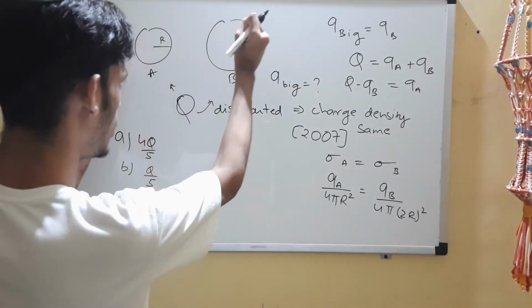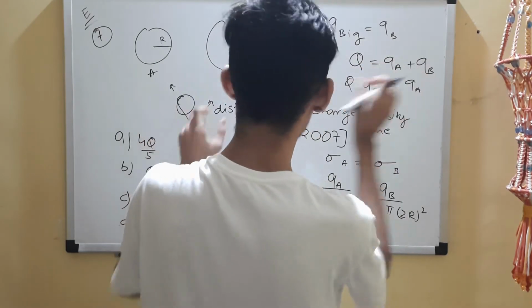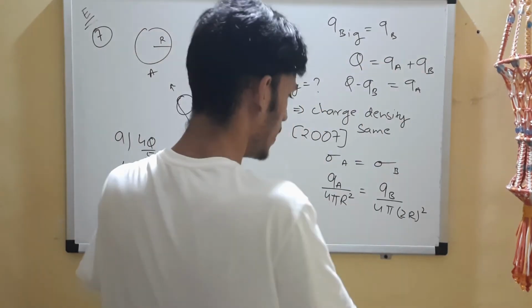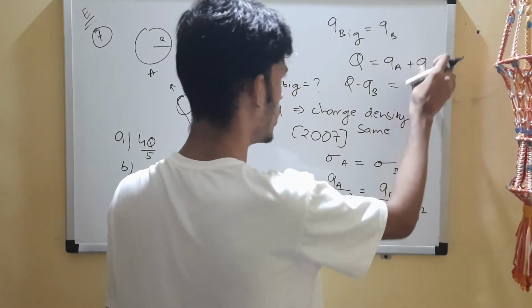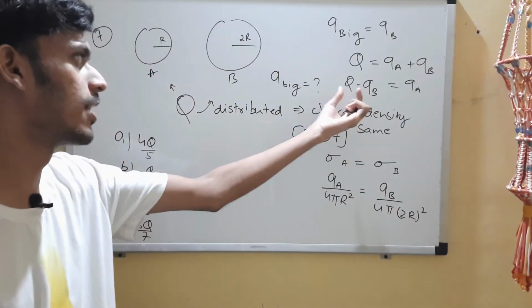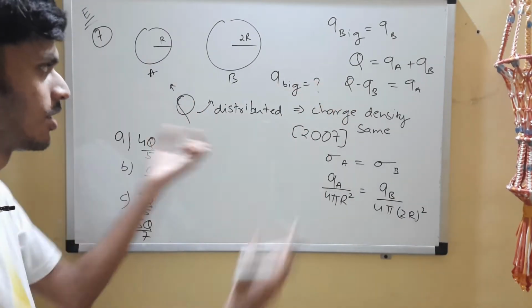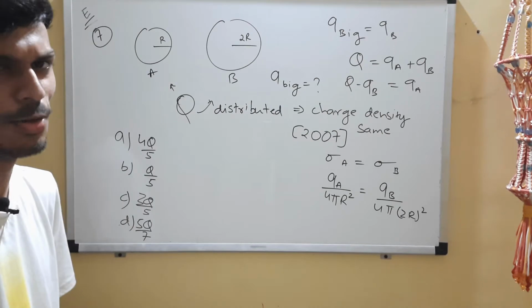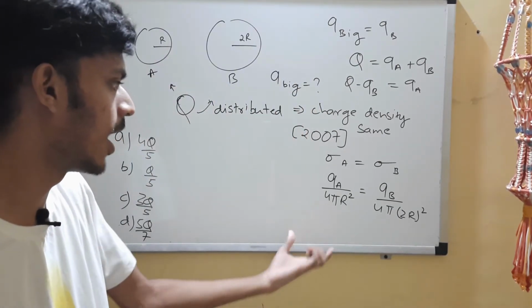This charge Q was distributed among these two, so I can write Q, this capital Q, equals QA, charge on A, plus charge on B. Now I want to write QA in terms of QB, so I brought this QB to the other side. So QA is nothing but capital Q, the initial charge which was distributed, minus the charge given to B. Quite logical if you see. So here I'll plug in that value and we'll get our answer.